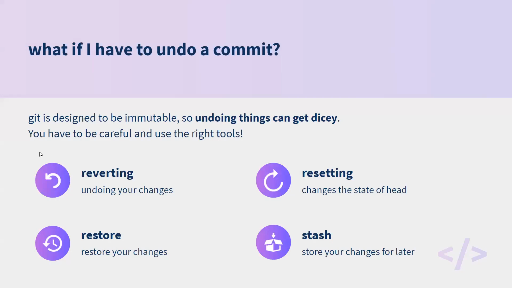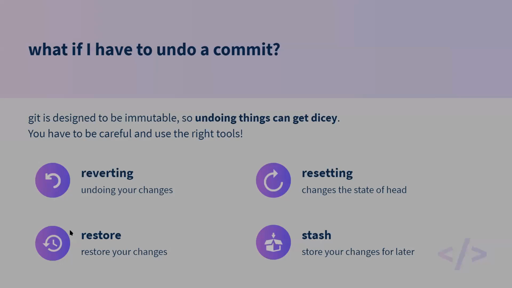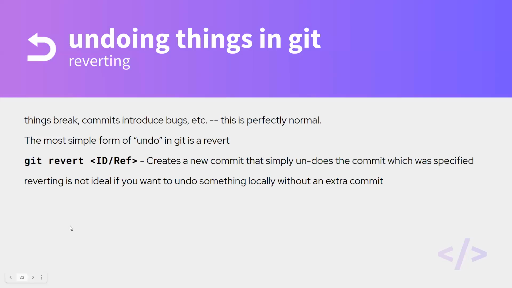Okay, cool. So what if I have to undo a commit? So Git is designed to be immutable, so undoing things can be dicey, as I mentioned. But Git offers a lot of tools: reverting, restoring, resetting, and stashing. So I have a slide for each. Let's see. Undoing things in Git, reverting. So things break, commits introduce bugs, etc. This is perfectly normal. The most simple form of undoing in Git is a revert. So essentially, it just creates a new commit that simply undoes the commit which was specified.